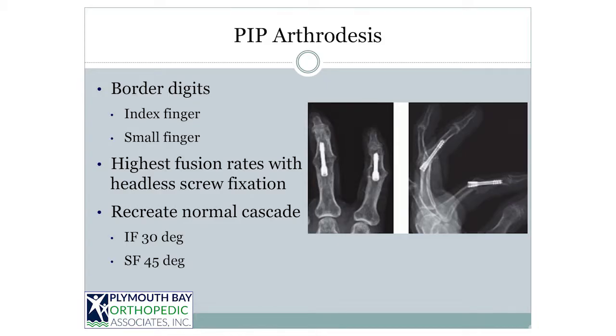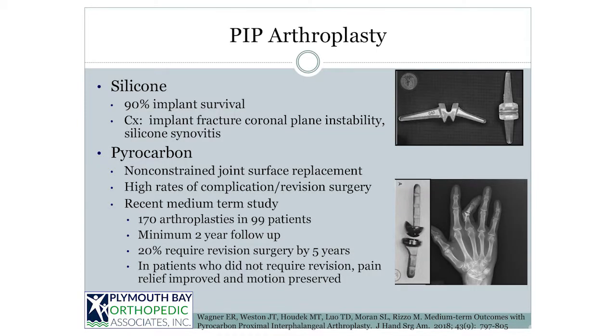And the important thing is to recreate the normal cascade of your resting hand, so the index finger isn't as flexed as the small finger. In terms of arthroplasty, I still stick with a rubber knuckle. It has a good survival rate and a lower complication rate.